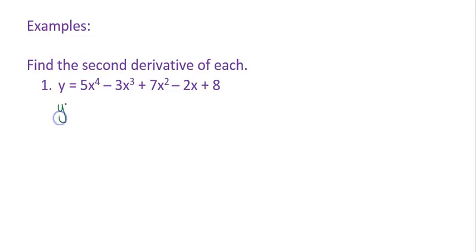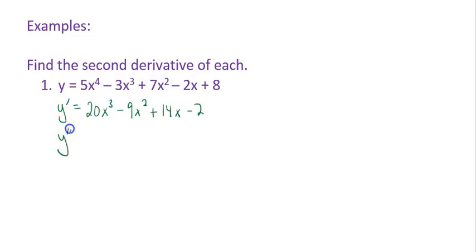we're going to say that y prime is 20x to the third minus 9x squared plus 14x minus 2. I just did a power rule there. Remember that the derivative of 8 is 0. So that power rule for each step just landed us here at this new polynomial that's one exponent down, or one power down, from the original.